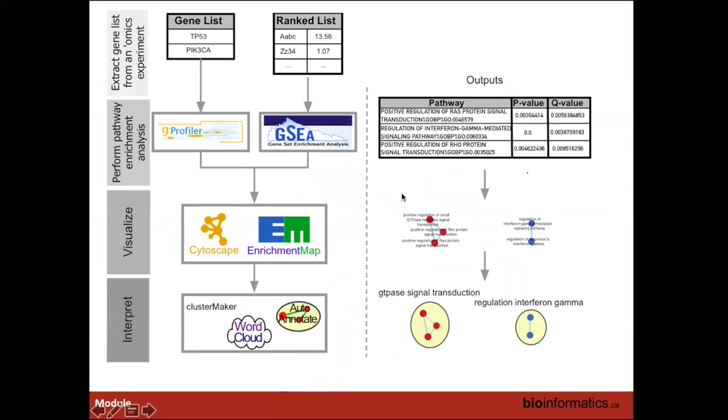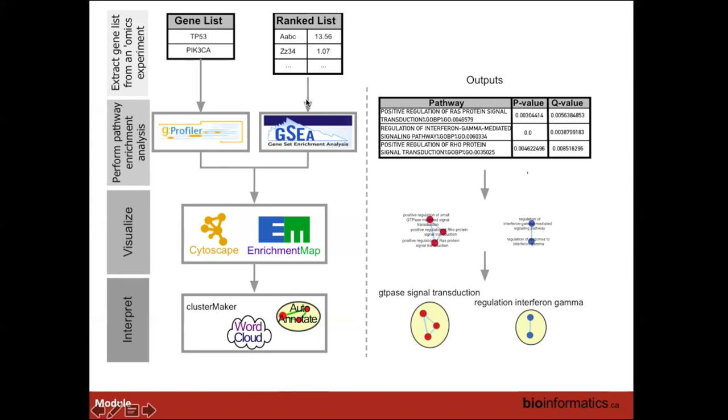Here is the presentation of our standard workflow for pathway enrichment analysis. We basically have one workflow for a defined gene list. A defined gene list would typically contain a fixed number of genes, for example, 200 or 500 genes that we have selected using a threshold.